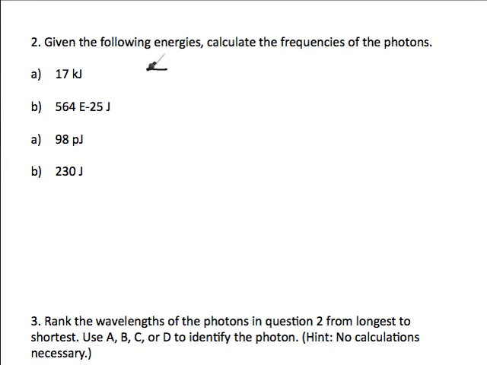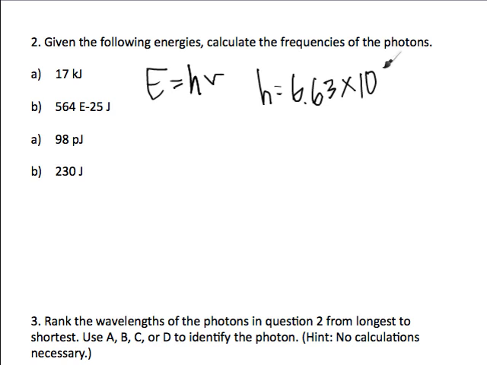So we have to remember that the energy of a photon is proportional to its frequency. So E equals Planck's constant times the frequency. Planck's constant is equal to 6.63 times 10 to the negative 34 joules times seconds.